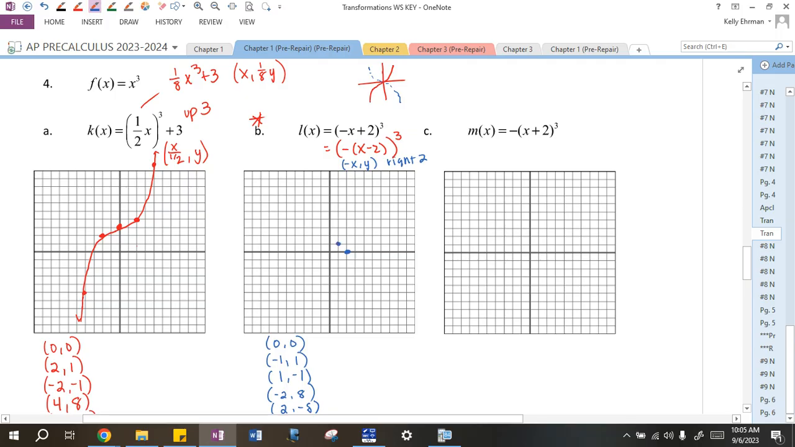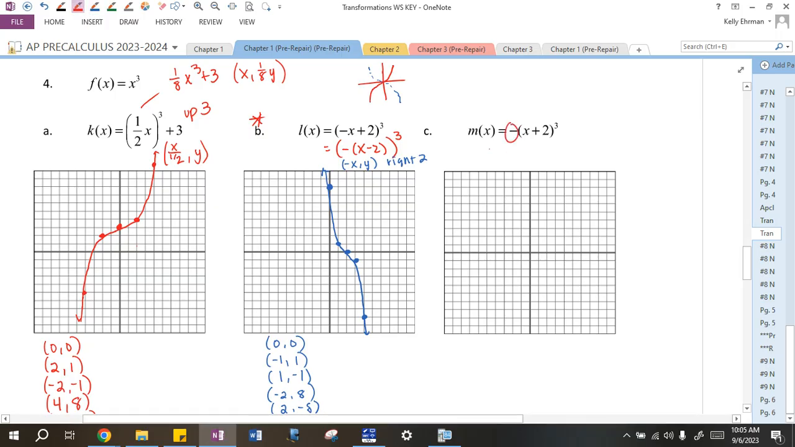And then again, you can plot all these points and shift them, or maybe you know the cube root graph, like over 1, up 1, or the negative cubic graph, excuse me. Over 2, up 8, over 2, down 8 from the center. And that would be our finished graph there.